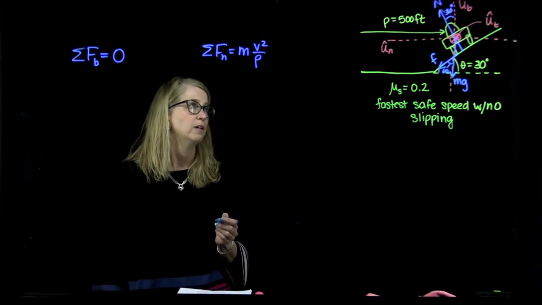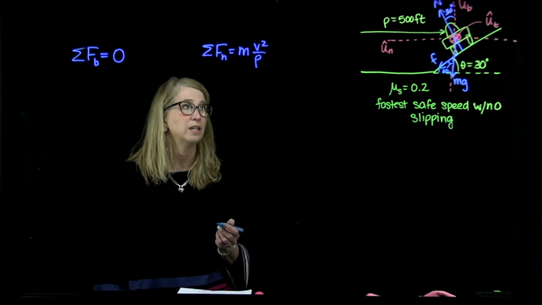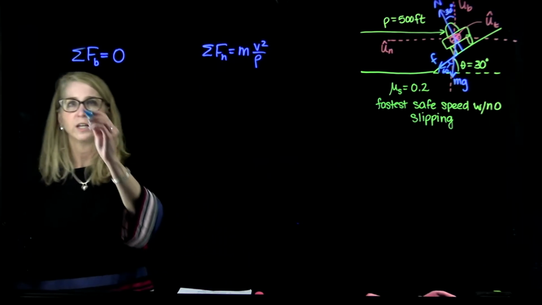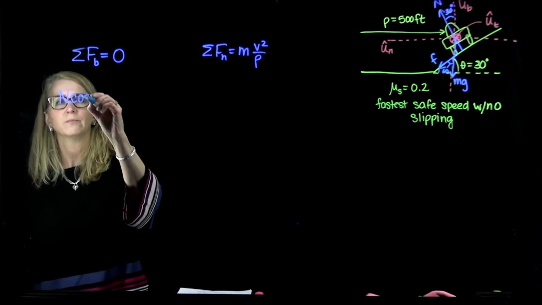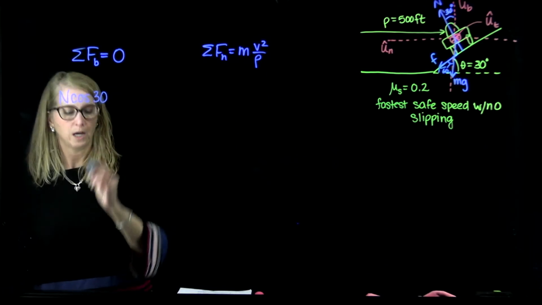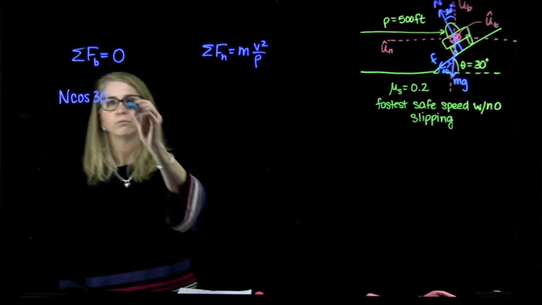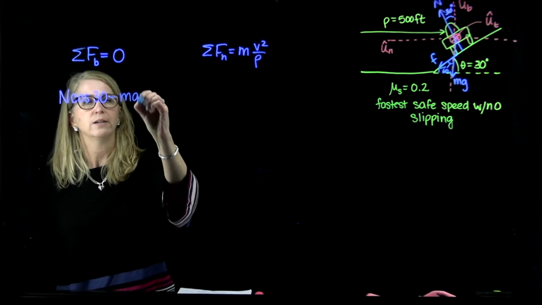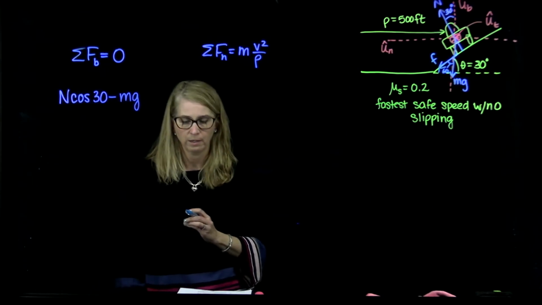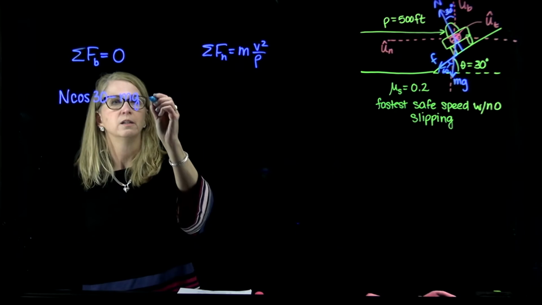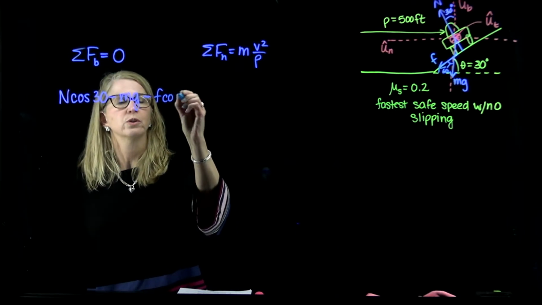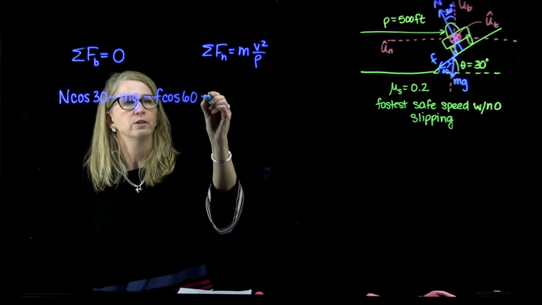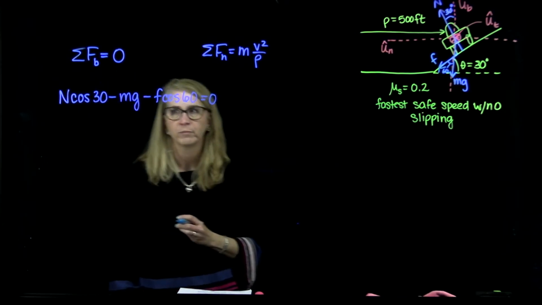Well, all three of my forces actually do have some sort of component in that direction. First, the normal force has a vertical component and it's positive. The weight is exactly downward, and so that's just minus mg. And then the friction is minus f times the cosine of 60, and that's just the geometry that's going on there.